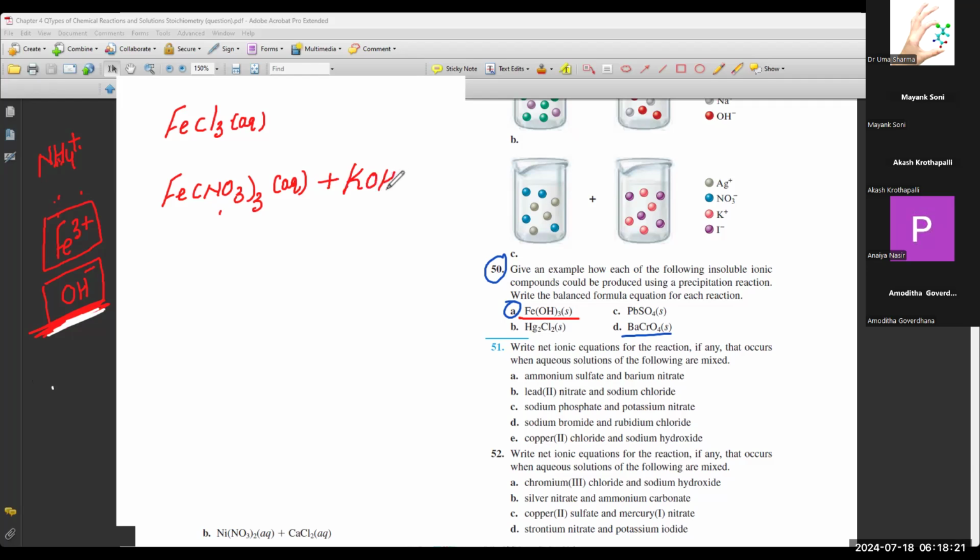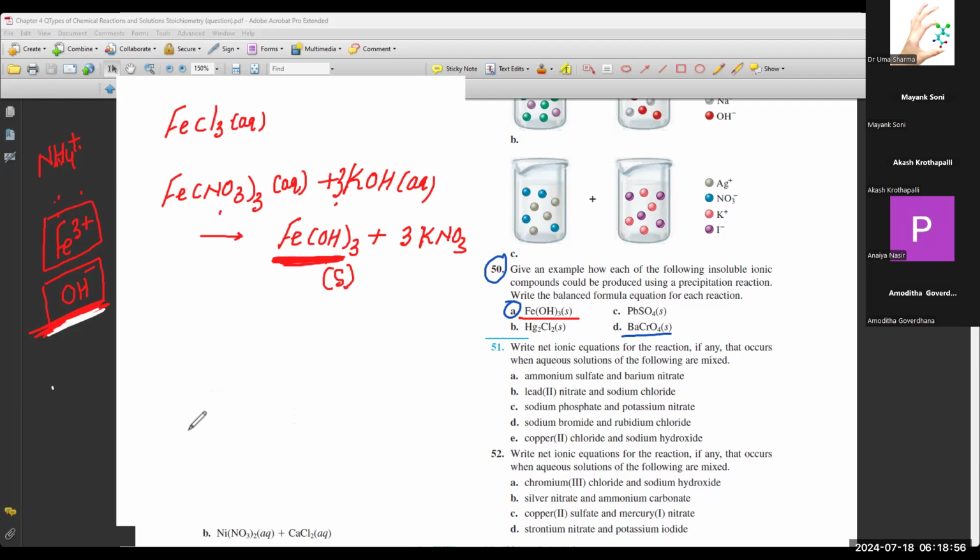These are soluble, and then you will get Fe(OH)3 plus 3KNO3. I'm balancing it also. Put 3 here. And this is the one, soluble, not soluble. Rule number 5. It's a weak base. It's not soluble.